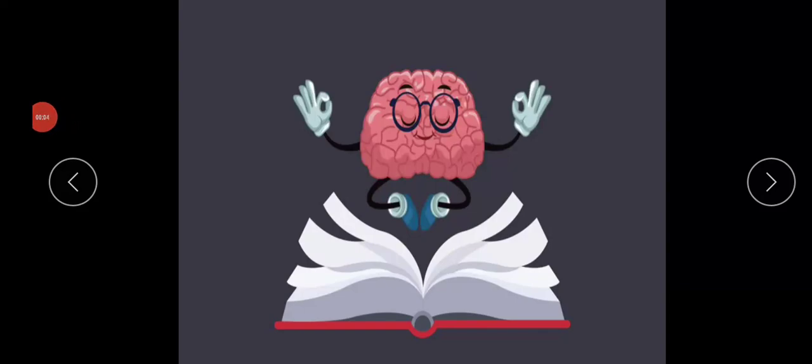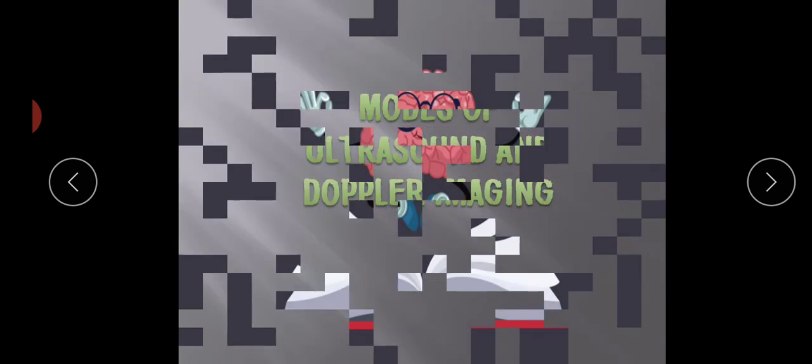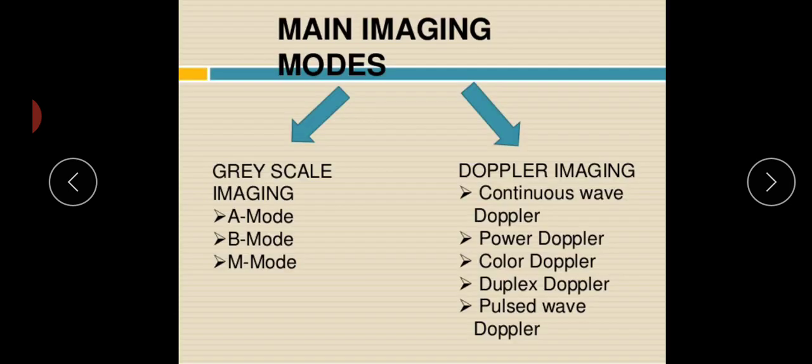This is my new video and our today's topic is modes of ultrasound and Doppler imaging. In ultrasound, there are two main imaging modes. The first one is the grayscale imaging and the second one is the Doppler imaging. In grayscale imaging, there is A mode, B mode and M mode. And in Doppler imaging, there is continuous wave Doppler, power Doppler, color Doppler, duplex Doppler and pulse wave Doppler.